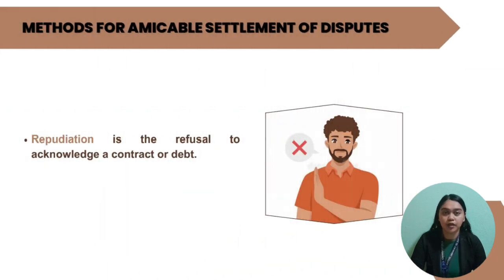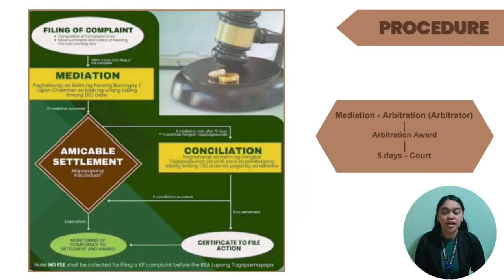Number 5 will be the repudiation. This is when one party refuses to accept the terms of a contract or debt, which can lead to disputes. Now, let's proceed to the procedure.